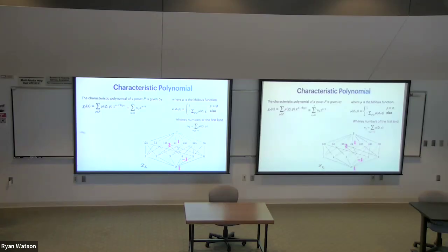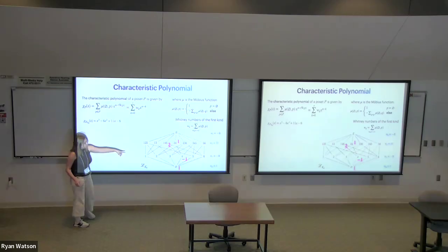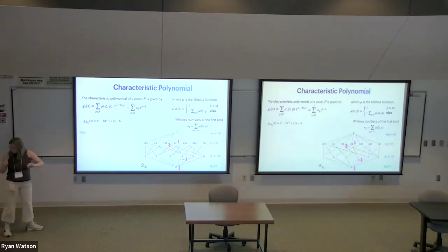So we can organize these Möbius values into something called the Whitney numbers of the first kind, where W_k, a Whitney number, is the sum of all of the Möbius values for a particular rank k. That lets me write this more cleanly. So for this poset, my Whitney numbers are 1, -6, 11, and -6. And my characteristic polynomial is this for this poset.